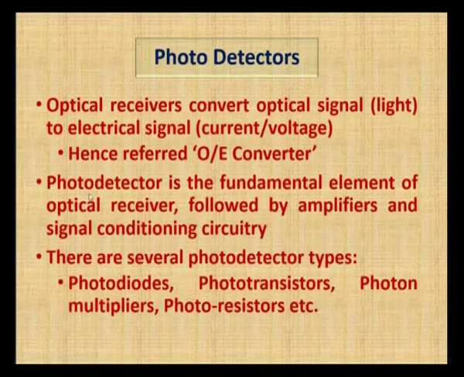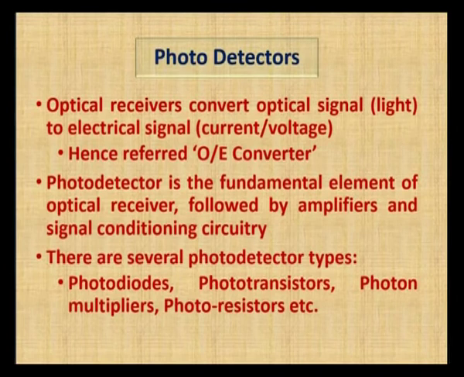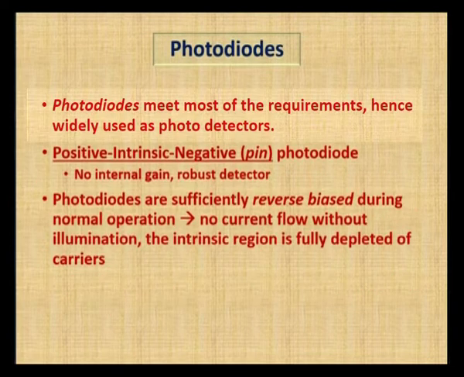Next topic, the photodetector. What do we mean by a photodetector? It is a semiconductor device which converts an optical signal into an electrical signal, hence we call it a photodetector. There are several types of photodetectors: photodiodes, phototransistors, photomultipliers and photoresistors. Now we are going to discuss photodiodes. Photodiodes meet most requirements, which is why they are widely used.